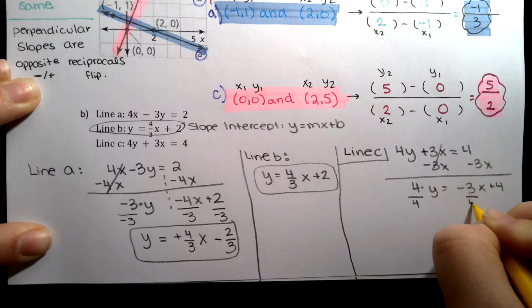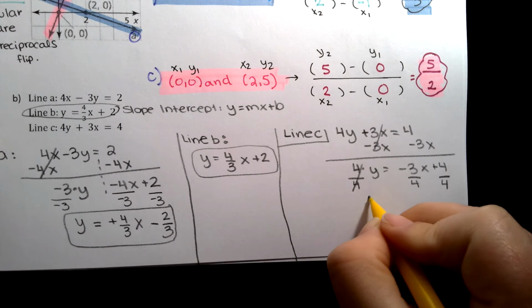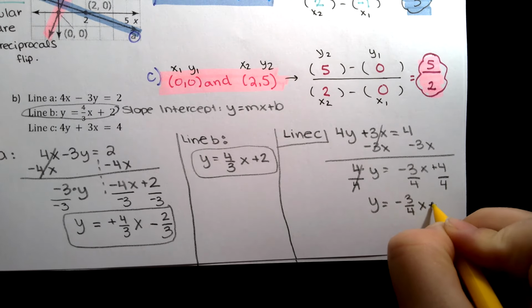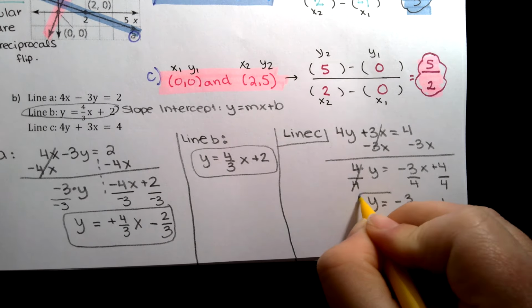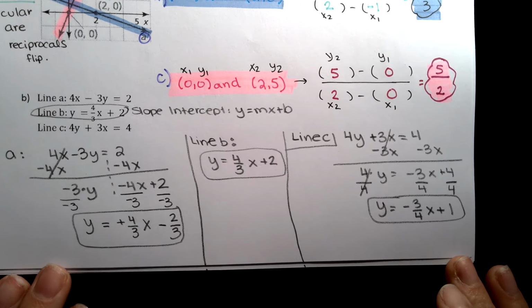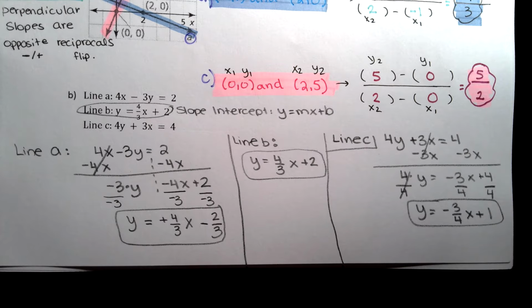Divide by 4, divide by 4, divide by 4. Y is then equal to -3/4 x plus 4 divided by 4 is 1. Okay. None of these are your answers. This is just work. What we're looking for is either perpendicular or parallel lines.